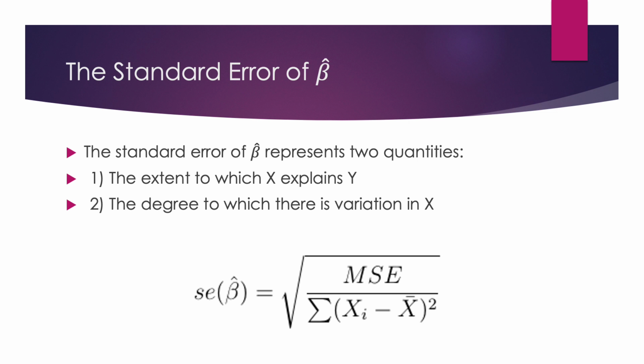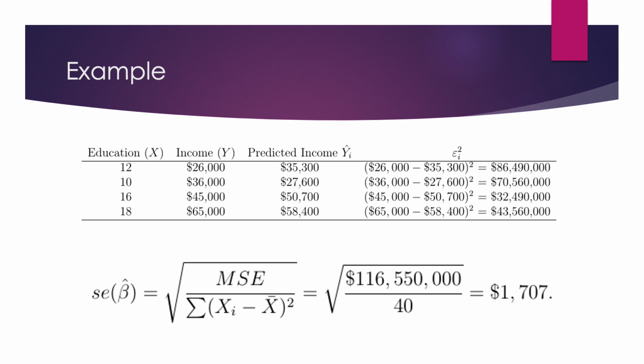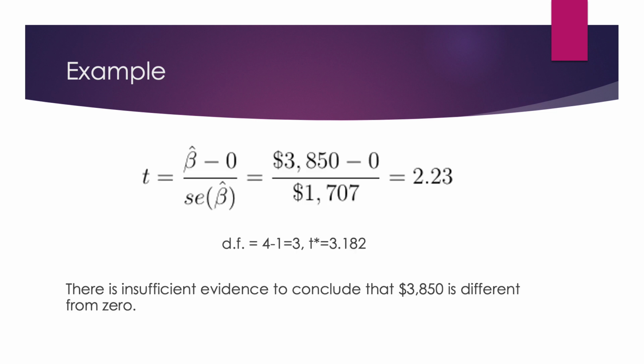So, what we'd also like to find in a regression is the standard error of beta, or beta hat, which is our predicted beta value. The standard error of our predicted beta represents two quantities: the extent to which x explains y and the degree to which there's variation in x. So, for example, the standard error of our predicted beta would be about $1,707 in our income and education example.